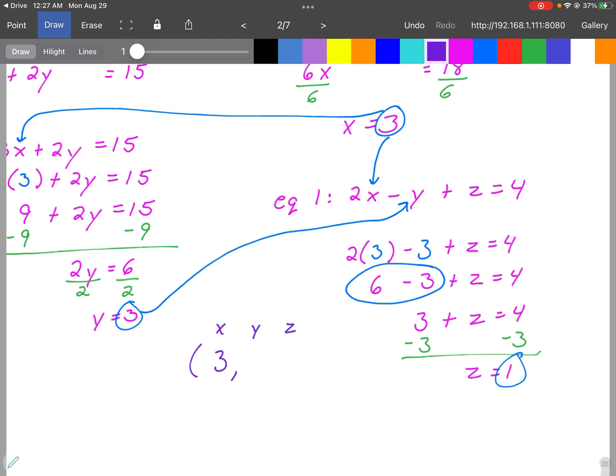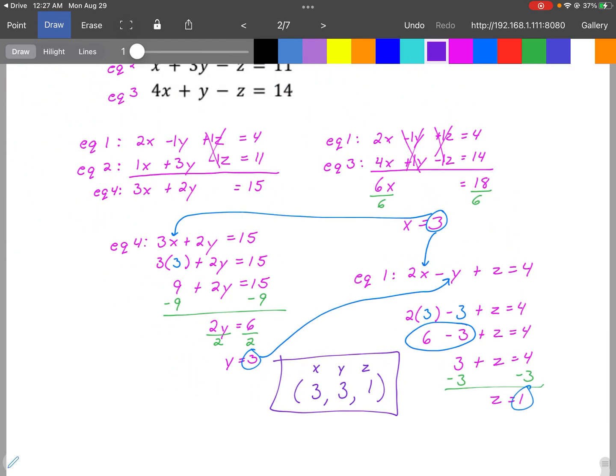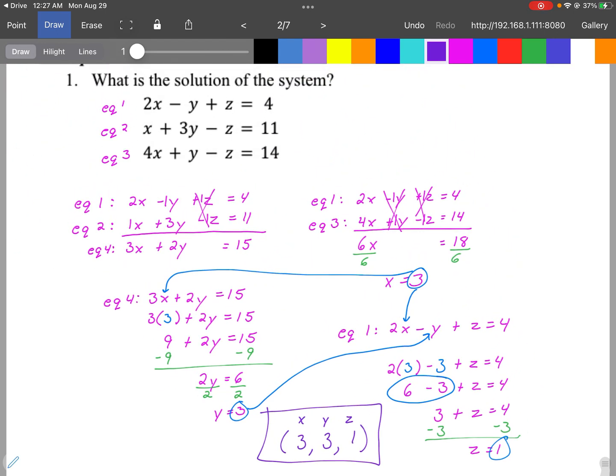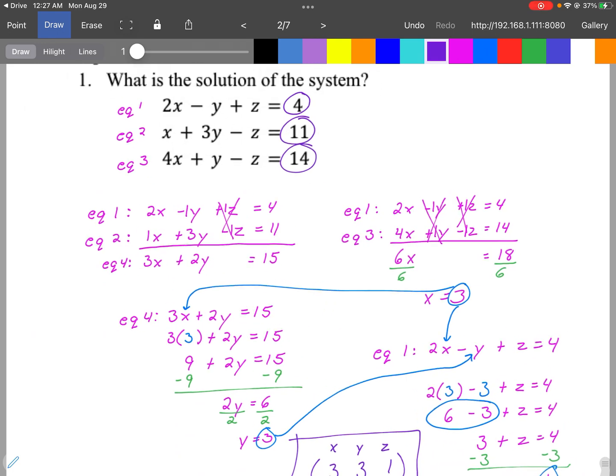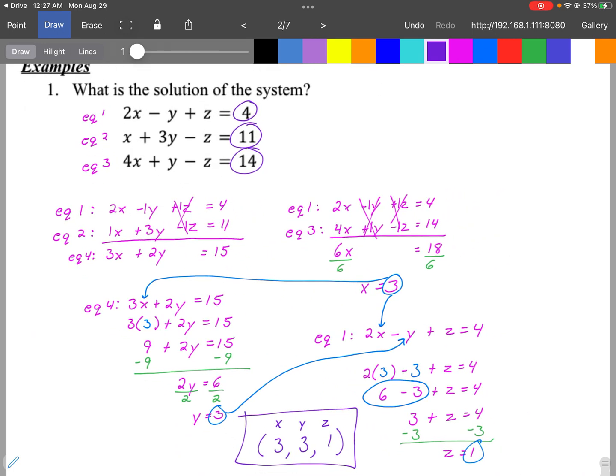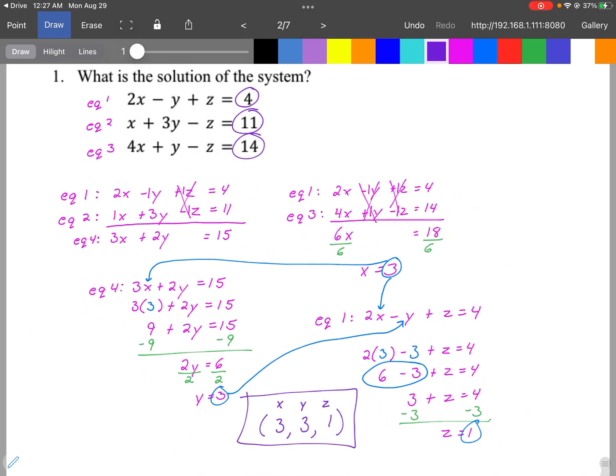So x, y, then z. So x is 3, y is 3, and z is 1. So there's my solution, and again, if I take those values of x, y, and z and I plug them into the original equations, do all the math, the first one should come out to equal 4, the second one should come out to equal 11, and the third one should come out to equal 14. And that's how I know I have the answer correct.